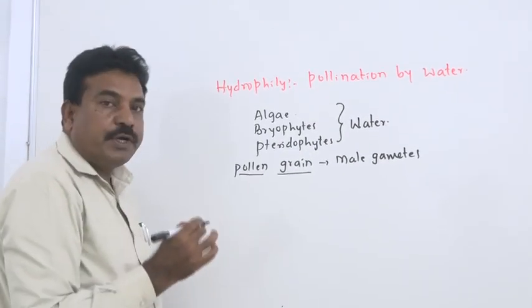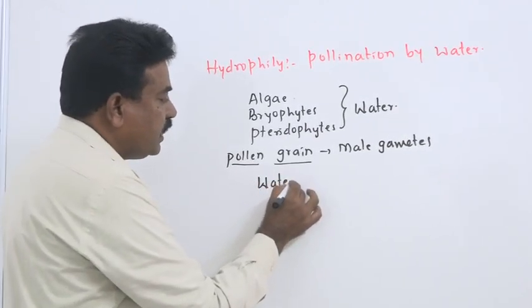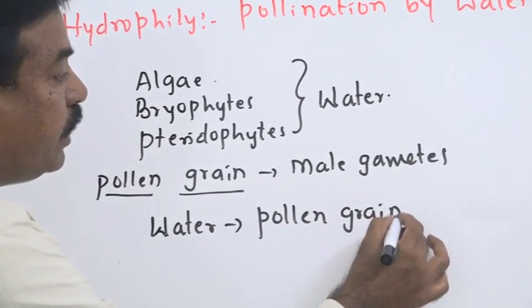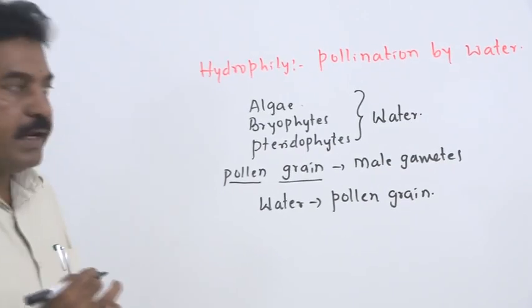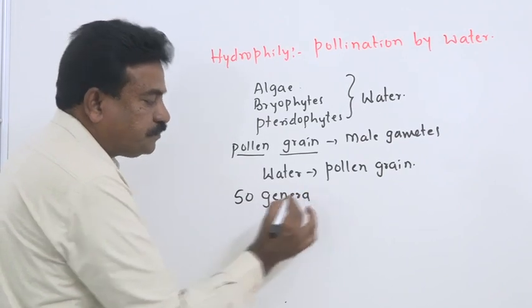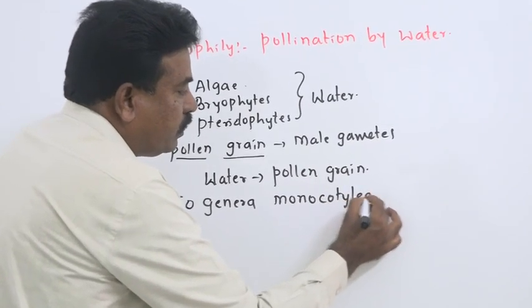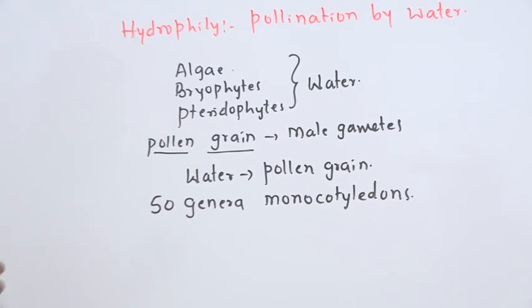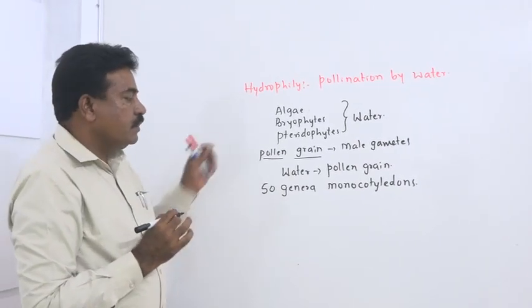Then it is transported by different agents. Here the water is used as a medium for transportation of pollen grain in case of hydrophily. But it is a very rare and special process in the plant kingdom. Mainly around 50 genera of plants, belonging mainly to monocotyledons, these aquatic plants only show hydrophily. That means all the aquatic angiosperms may not show pollination by water.